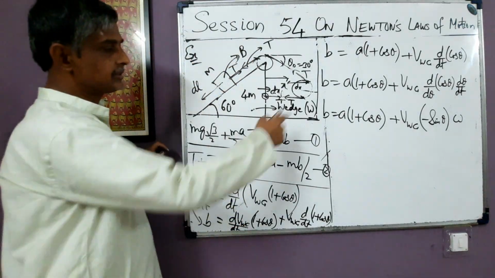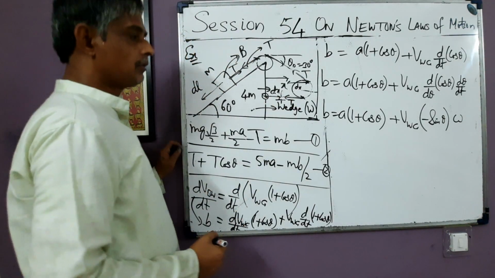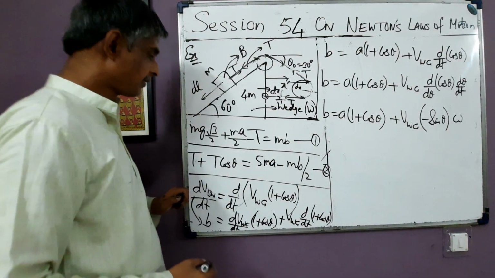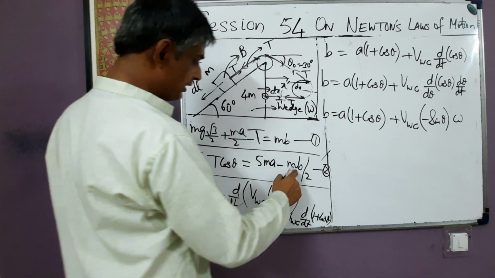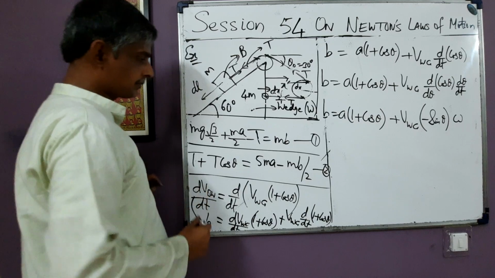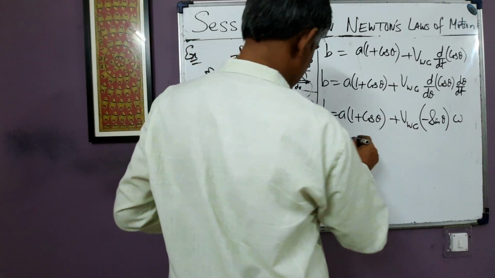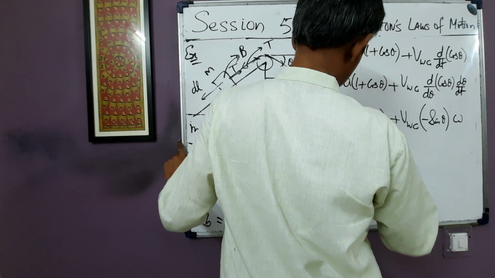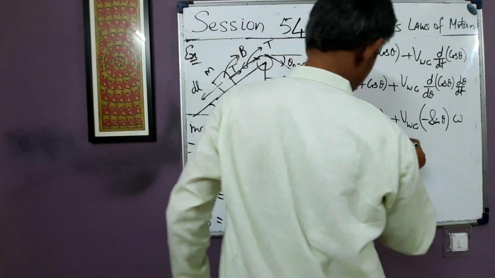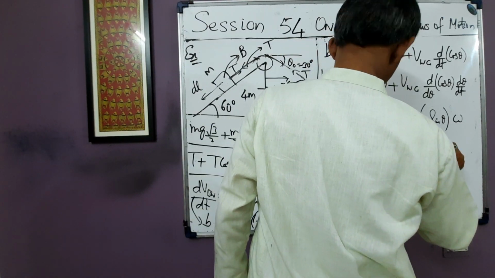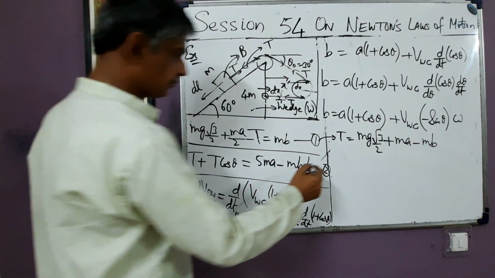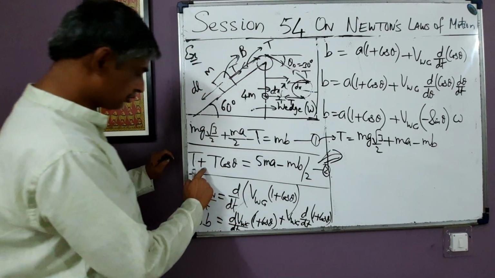Now we have to solve these equations. We have to find a at an arbitrary instant, so b has to be removed. So what I'll do, I'll put this b here and eliminate this T. From this equation you see what T is. T will be equal to Mg root 3 by 2 plus ma minus mb. This is equal to T. This T I substitute in this equation.